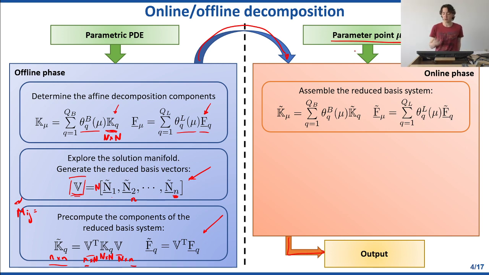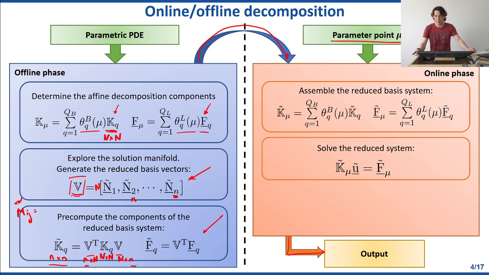So the first thing we do is, given this new parameter point, we will assemble now the reduced basis system, which, well, it's still the affine decomposition, with still the same functions theta as a function of the parameter points, but now multiplied by these reduced matrices and reduced vector. And those are very small matrices and very small vectors, so that's perfectly fine. Now this is going to be a very cheap operation. It's going to be completely independent of that big N.